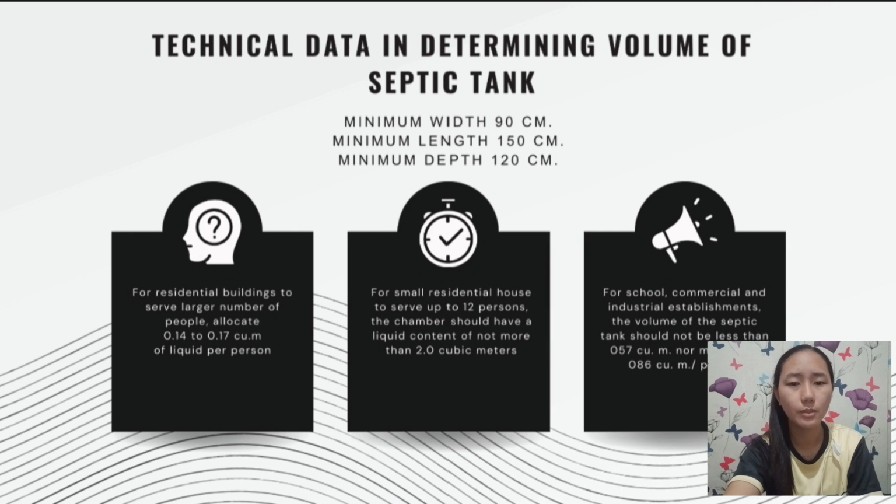So for residential buildings, for larger number of people, allocate 0.4 to 0.70 cubic meter of liquid per person. So small houses to serve up to 12 persons, the chamber should have liquid content of not more than 2 cubic meters. For schools, commercial and industrial establishments, the volume of the septic tank should not be less than 0.057 cubic meter nor more than 0.86 cubic meter per person.